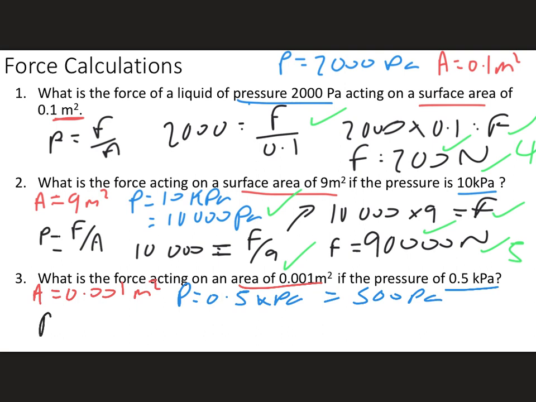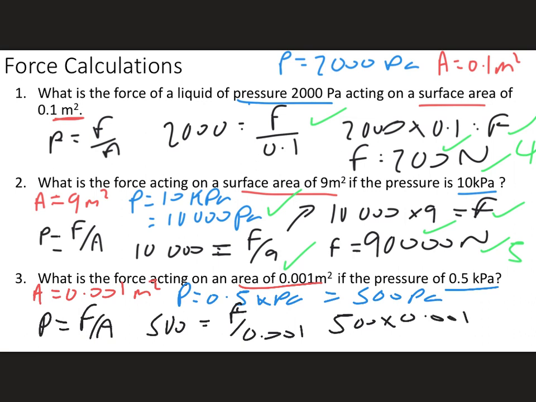Now I'm going to run through and put the numbers in. So first of all, I'll write the equation. Pressure is force over area. I then put my numbers into that equation. So you get 500 is equal to force divided by 0.001. I need to times 0.001 through. So you get 500 times 0.001 equals F. So force is equal to, and now I can put those numbers into a calculator. I get a correct answer of 0.5 newtons.